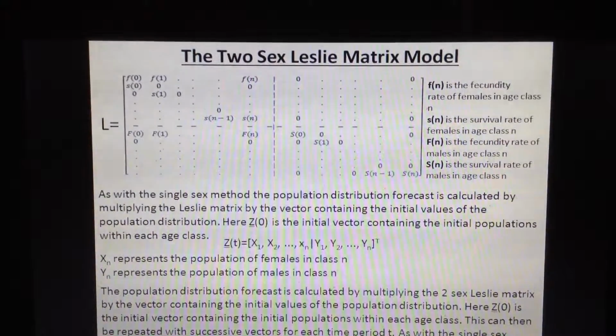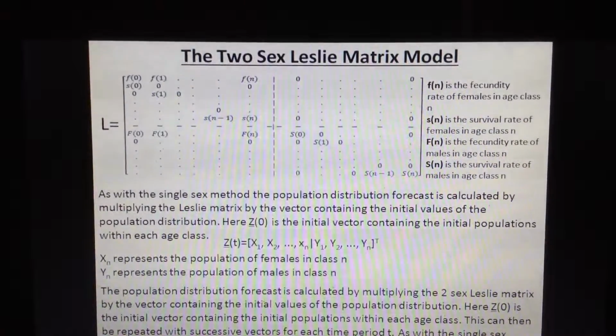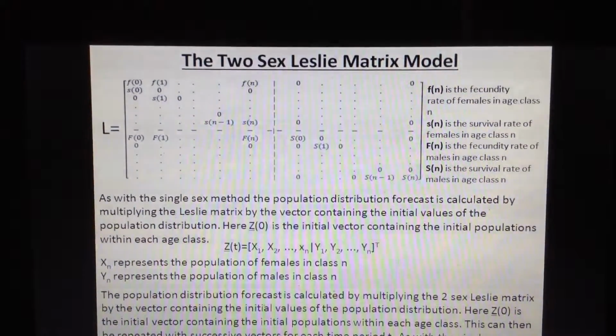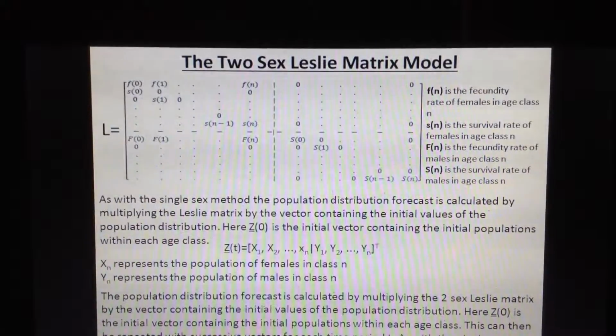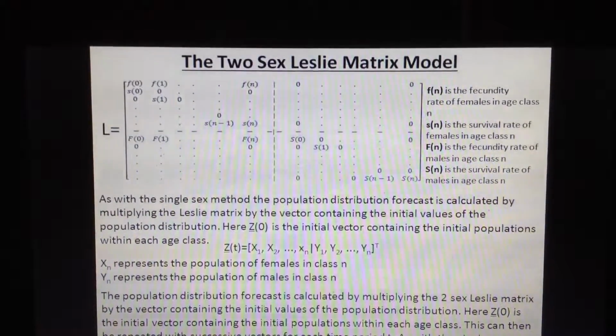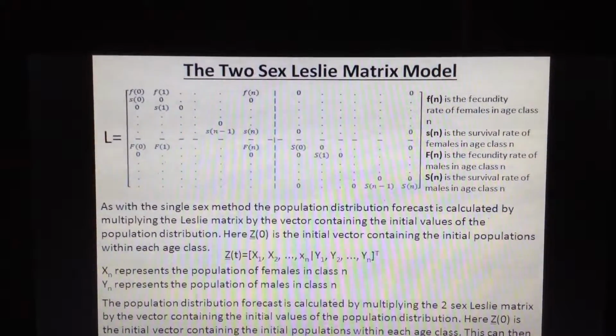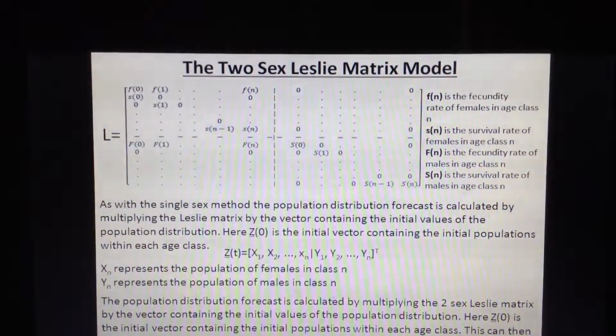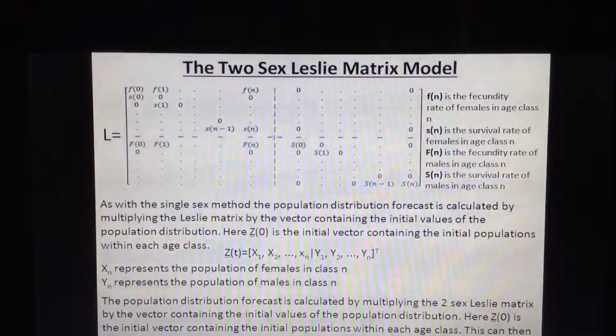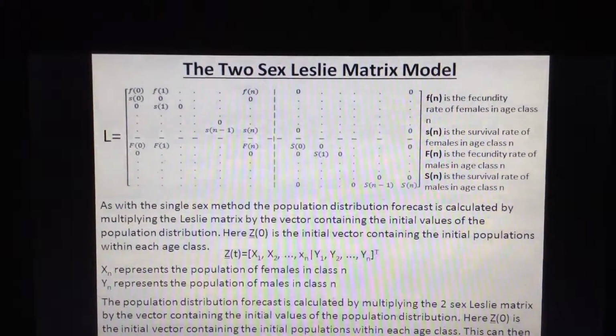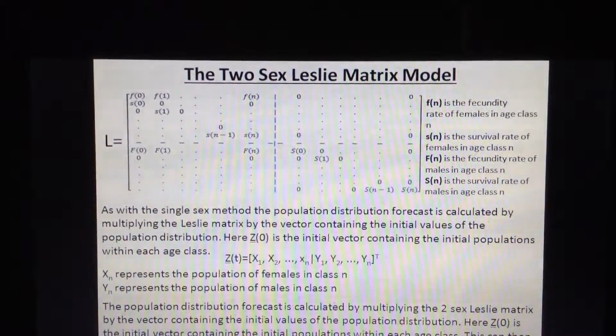The two-sex Leslie matrix model. As with the single-sex method, the population distribution forecast is calculated by multiplying the Leslie matrix by the vector containing the initial values of the population distribution. The population distribution forecast is calculated by multiplying the two-sex Leslie matrix by the vector containing the initial values of the population distribution.